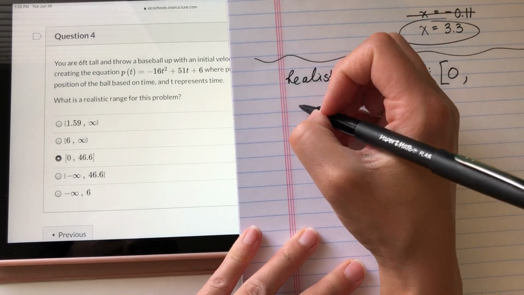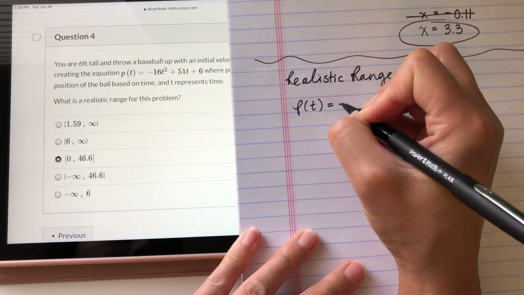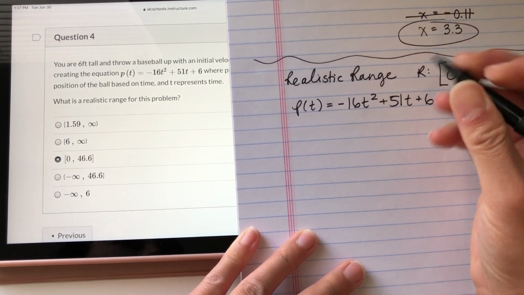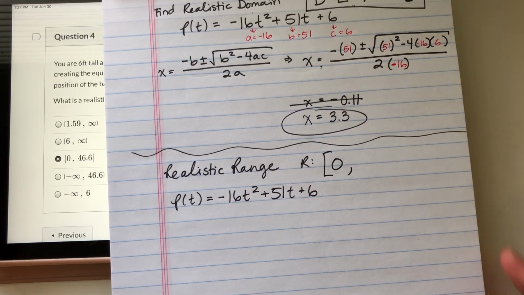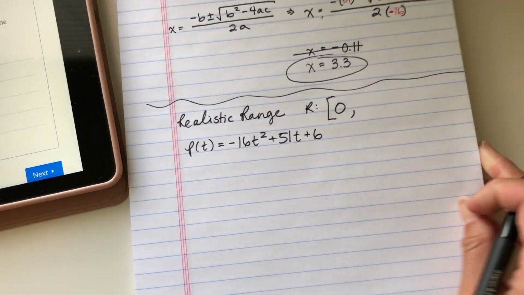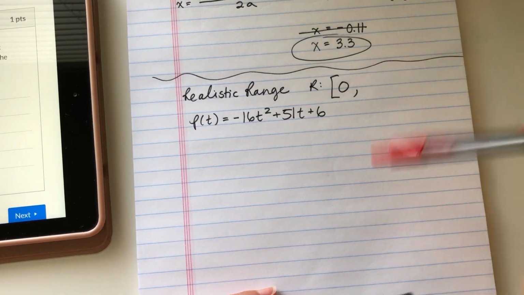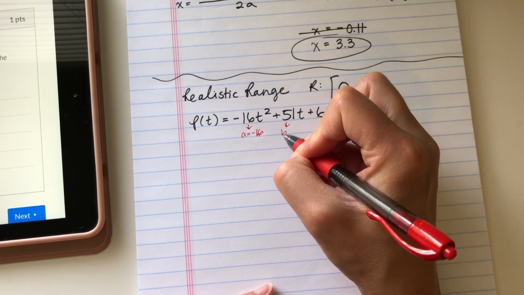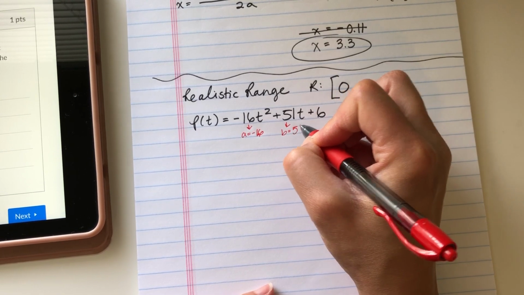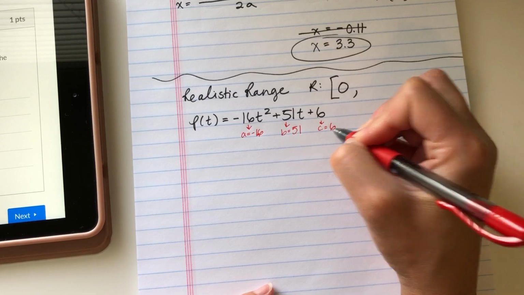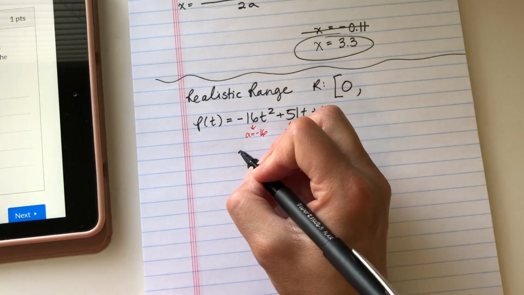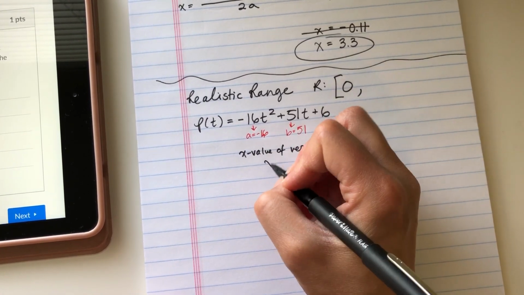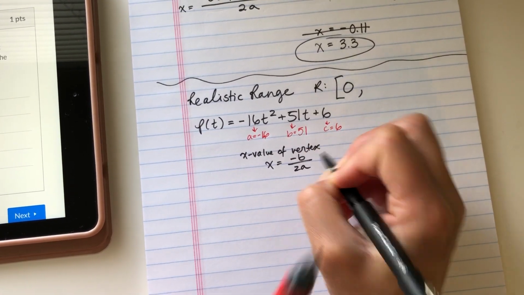So I have p of t equals negative 16t squared plus 51t plus 6. It's the exact same equation that we used before, which is kind of lucky. Okay, so I know my a value is the number in front of the t squared. My b value is the number in front of the t. And my c value is the number by itself. In order to find the x value of the vertex, I have x equals negative b over 2a.